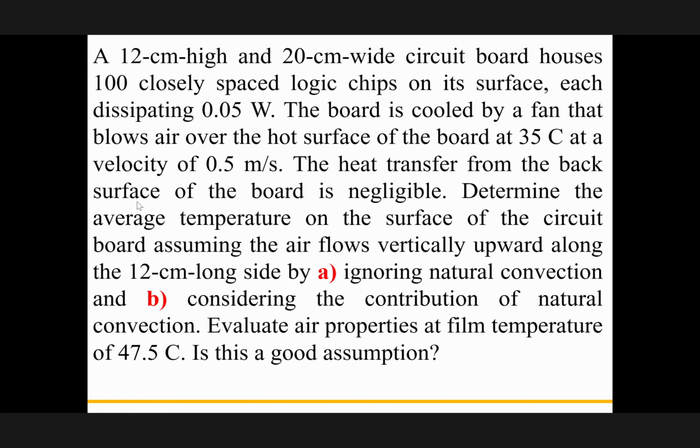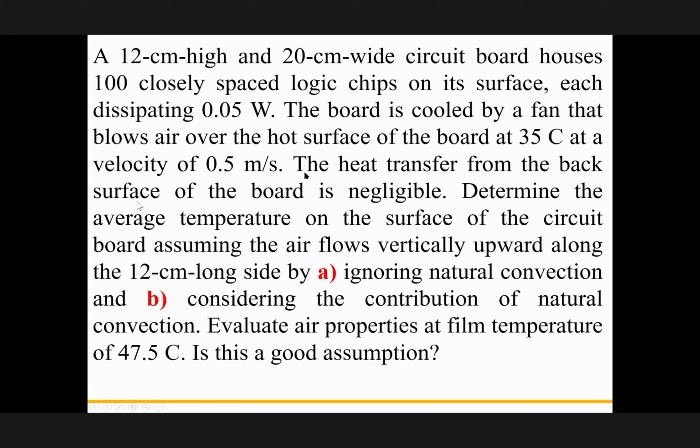Therefore, we have a plate, right? And there is heat coming out of the plate, and he mentioned here it is very closely spaced. It means we can assume this is almost one plate, okay? It's not a fin, it's only one plate, okay? The board is cooled by a fan that blows air over the hot surface of the board at 35 degrees and the velocity of this one. Therefore, we have a board here, and we have a fan down here working, okay?